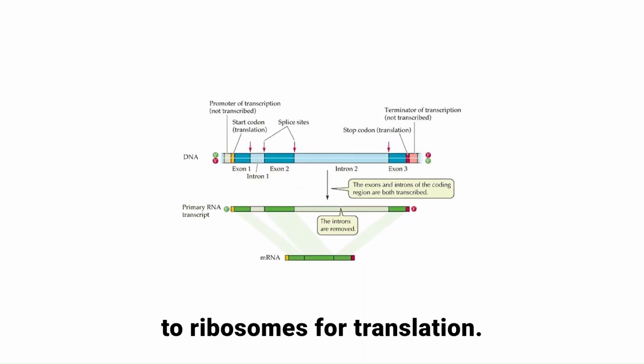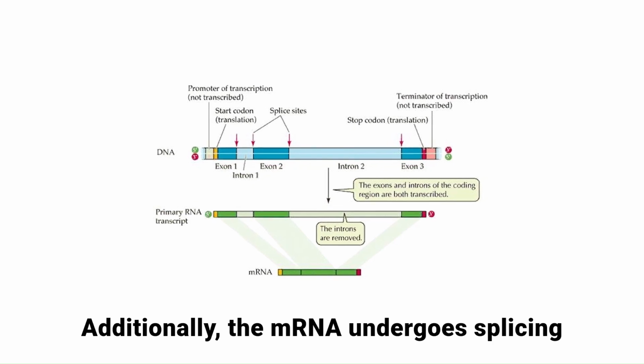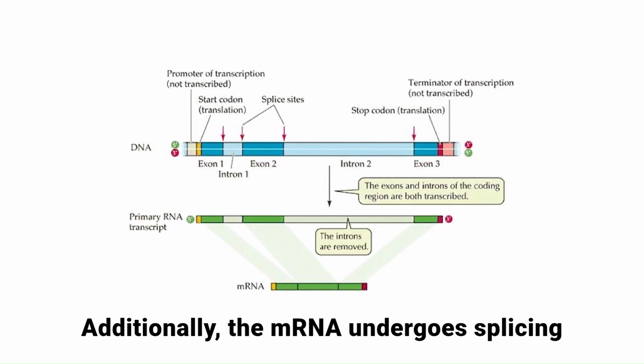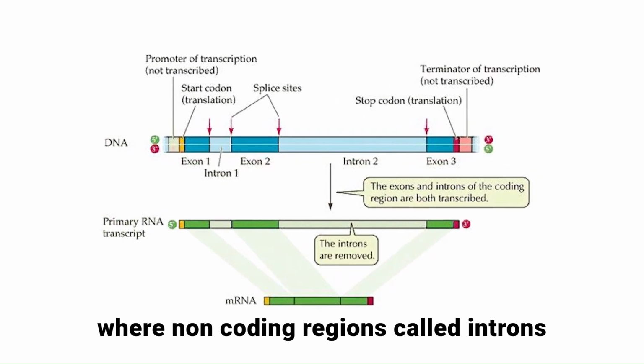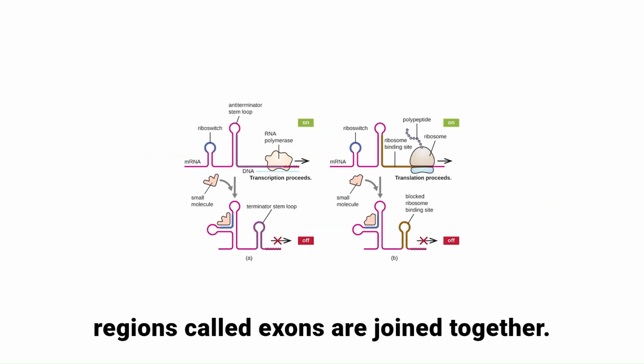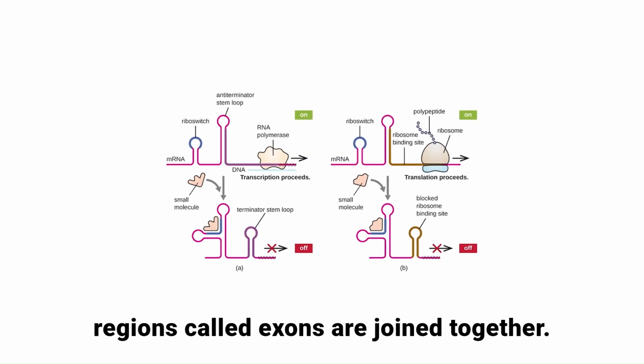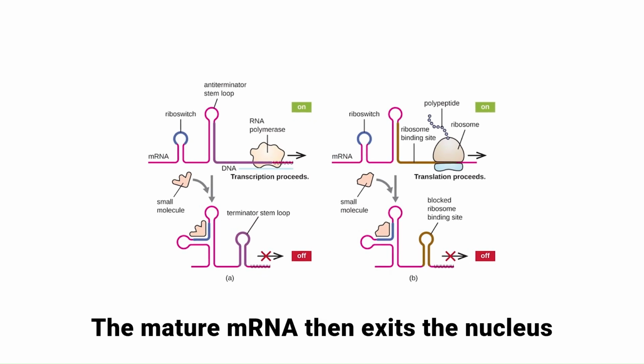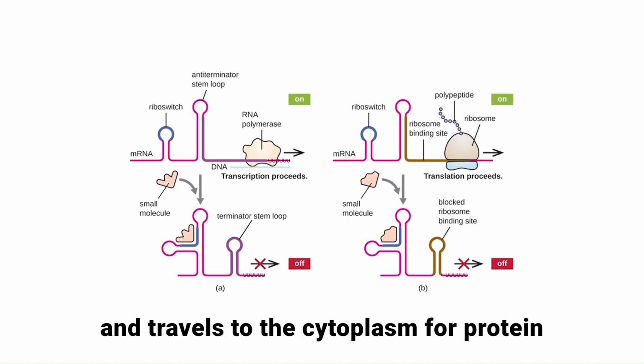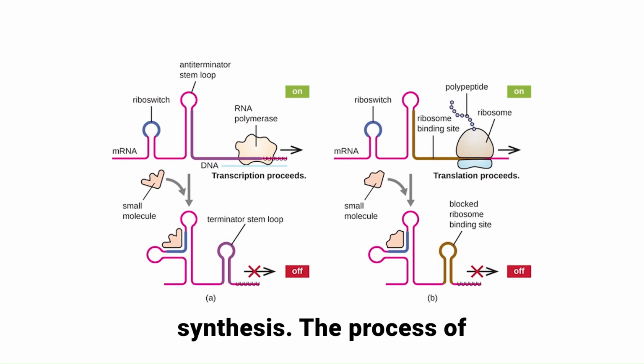to ribosomes for translation. Additionally, the mRNA undergoes splicing, where non-coding regions called introns are removed and the remaining coding regions, called exons, are joined together. The mature mRNA then exits the nucleus and travels to the cytoplasm for protein synthesis.